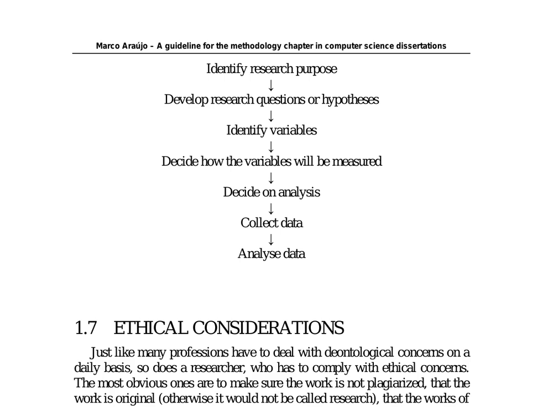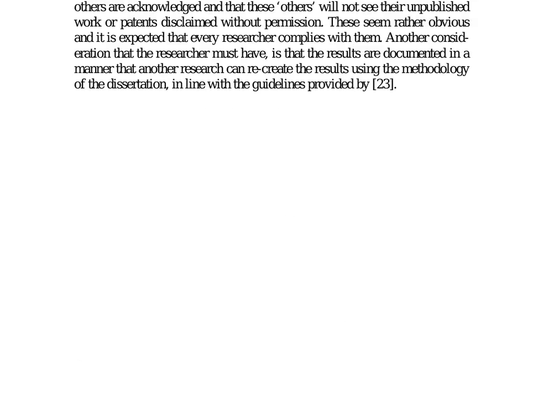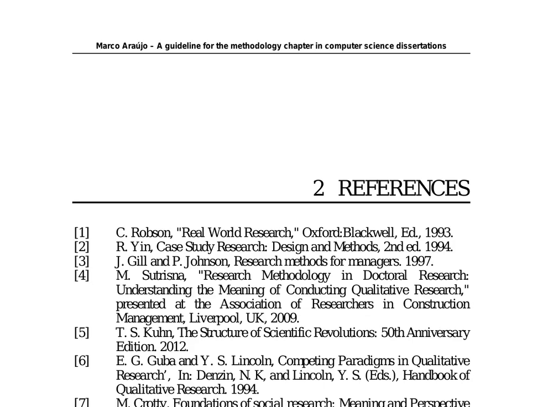These considerations include avoiding plagiarism, acknowledging others' work, and documenting results in a manner that allows other researchers to replicate them. In terms of research methodology, various paradigms and approaches can be employed, such as qualitative research, case study research, and grounded theory. Researchers must be aware of the philosophical underpinnings of their research, including ontology, epistemology, and methodology. This awareness is crucial in selecting the appropriate research design and methods.